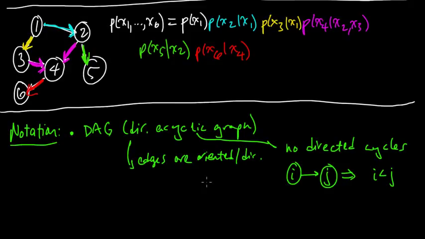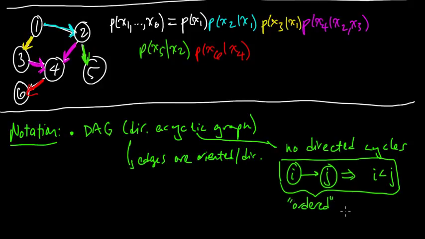If we have chosen such an ordering, let's call that an ordered DAG, an ordered directed acyclic graph, if it's been given such an ordering.